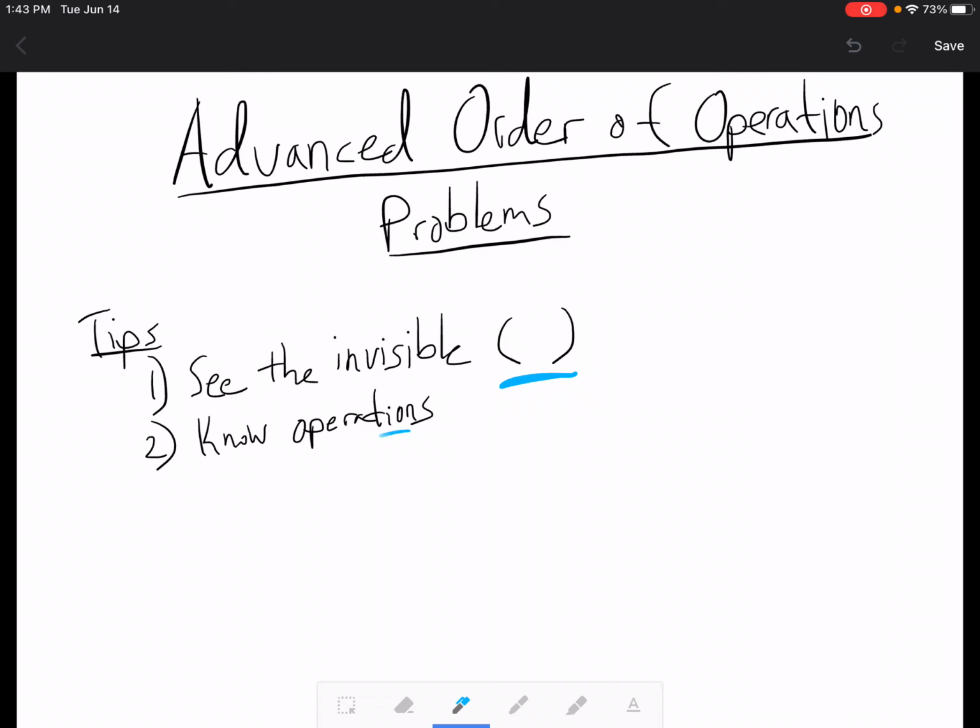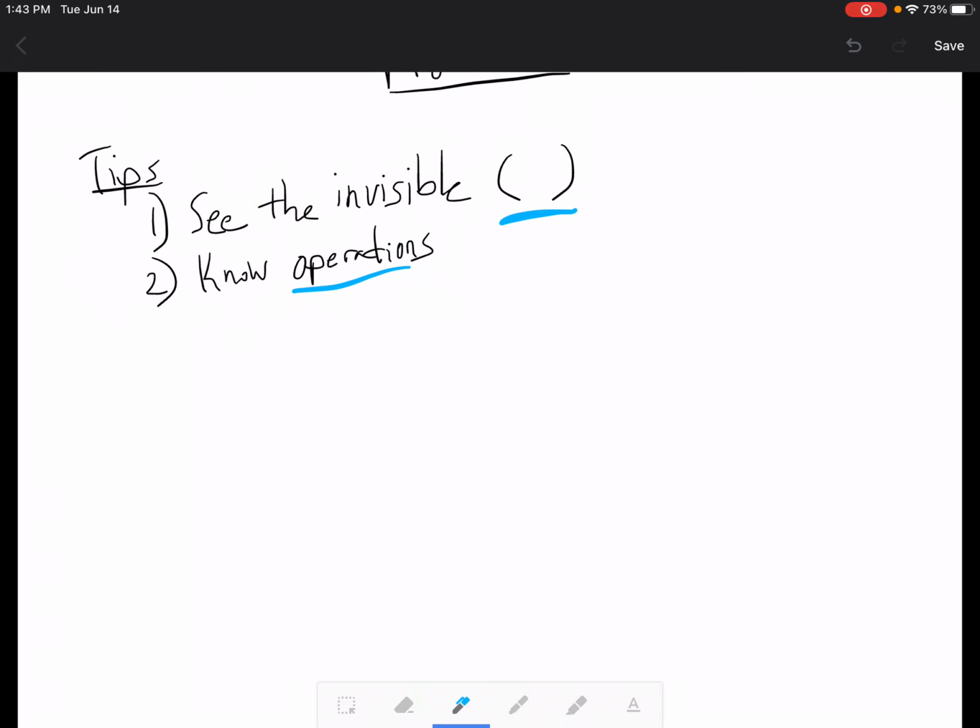Second, know about different types of operations, so different types of mathematical things that we're going to have to do. And so, for example, I want to break it down to like 3 different categories for you. So we have big fractions. So we'll just label that as frac. And so what that means is we're going to have a bunch of stuff here and a bunch of stuff here in the denominator, where essentially the numerator and the denominator are 2 separate problems, 2 separate order of operation problems.